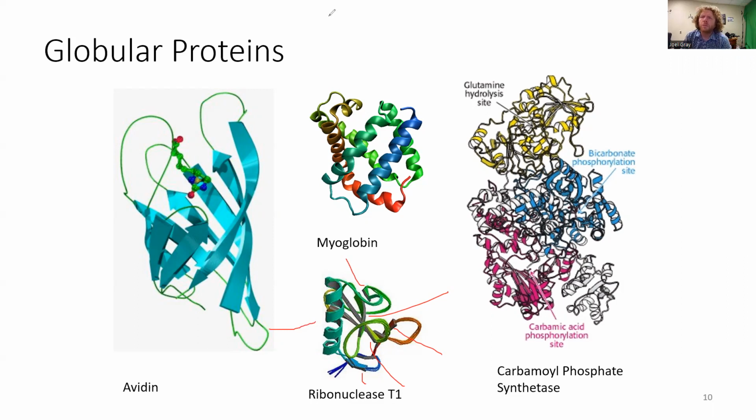So your globular proteins, by comparison to fibrous proteins, are going to have structures that are much more complicated than, say, a filamentous protein.